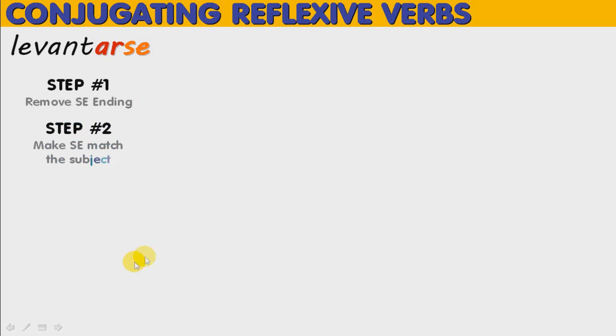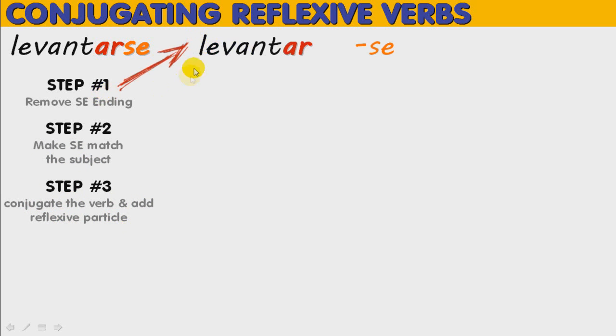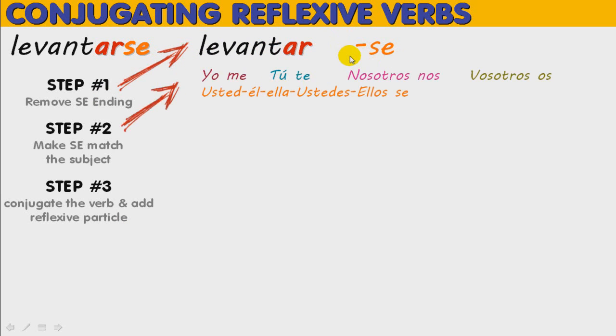Now we are going to see this in action. For example, we take the verb levantarse, and we'll follow these steps. We'll remove the se ending, we'll match se to the subject, and we'll conjugate the verb and add the reflexive particle. Step 1, I take levantarse, I just detach the se ending. The second step is to make the se ending match the subject. In step 3, we conjugate the verb and add the reflexive particle. For example, if I want to say I get up, I would say yo me levanto. The particle is immediately before the verb.